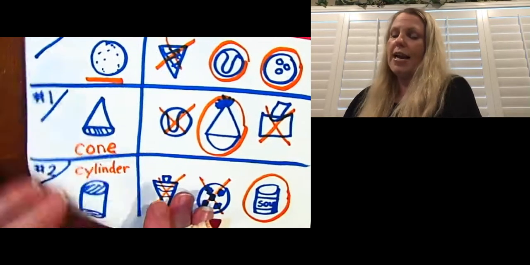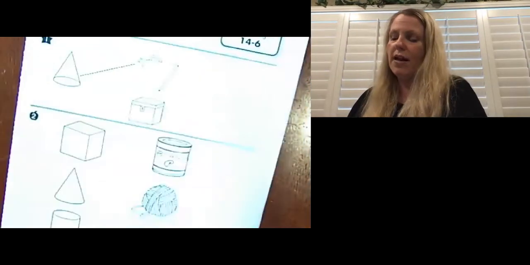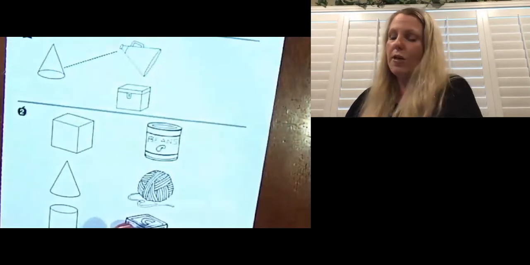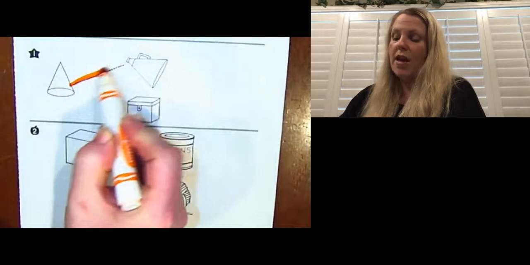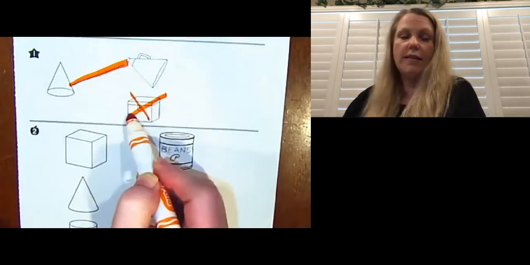Now I'm going to look at your workbook pages. And when we look at our workbook pages, we're going to start off on the simple side. It says, which picture is the same? So here's the cone, and it's going to be the megaphone, right? Not the box. That's not the same shape.